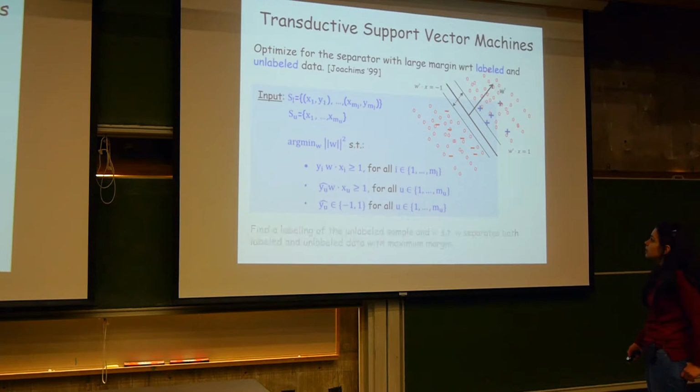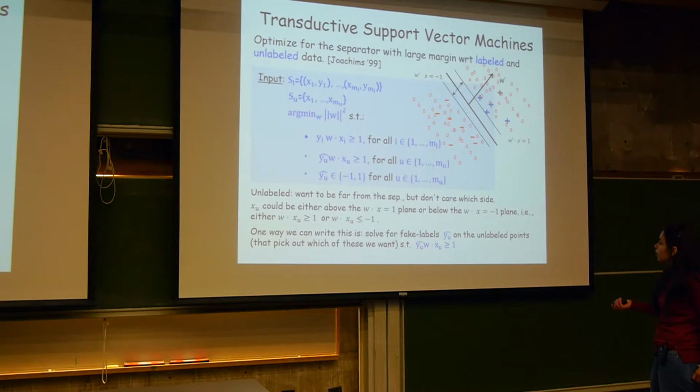But now we also have unlabeled points, and for the unlabeled points, we want them to be far from the separator, but we don't care on which side they are. So all I want to make sure with the unlabeled points is that they are either above the separator, W dot x equals 1, or below the separator, W dot x equals -1. One way to write this is to put fake labels on the unlabeled points and then ensure that this is satisfied, which mathematically just means that my unlabeled points are far from the separators.